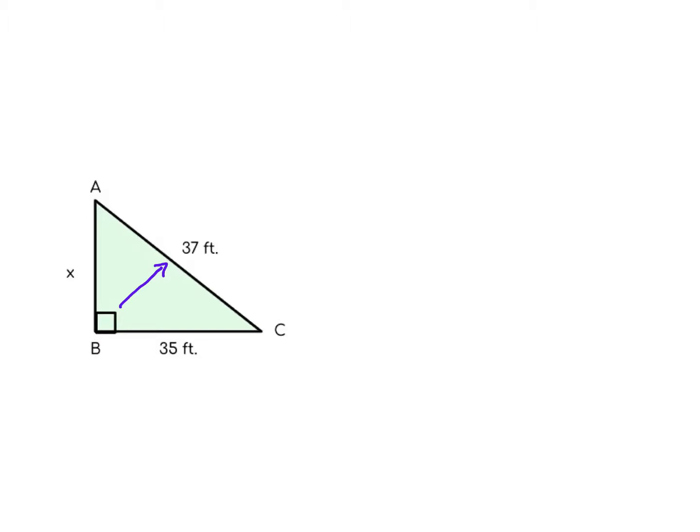So we're going to use our three-check method. Check one, we're going to write the formula for the Pythagorean Theorem, which is a squared plus b squared equal to c squared.